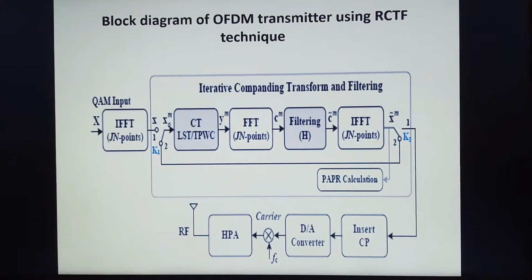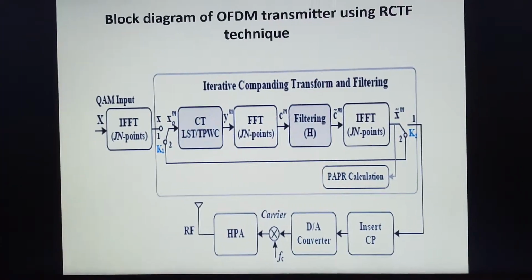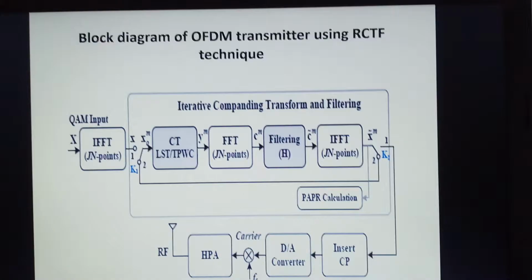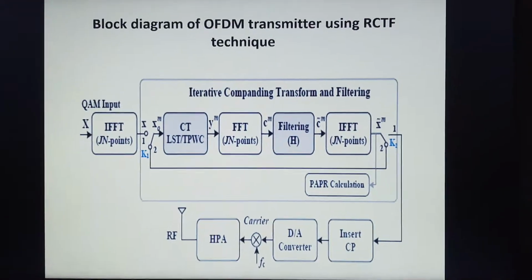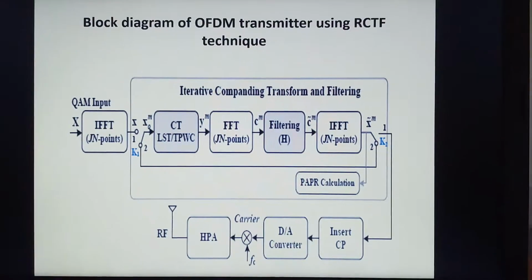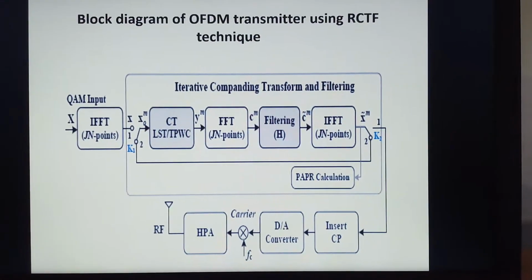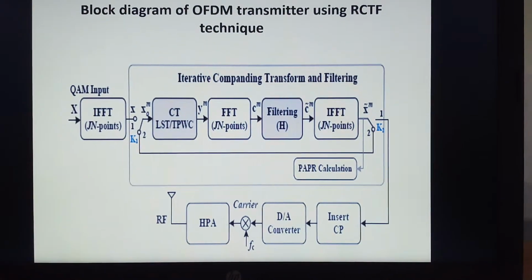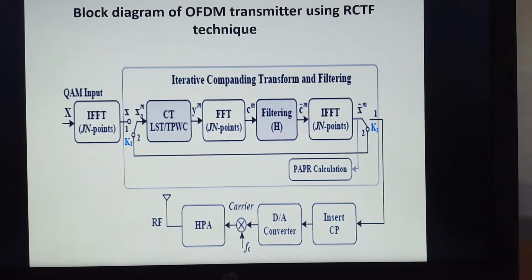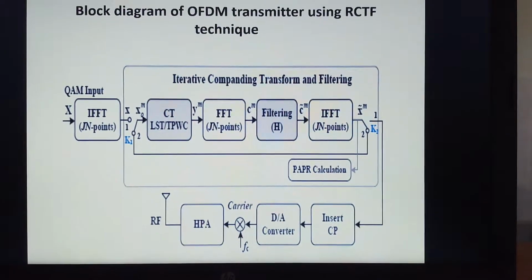This is the RCTF block diagram. In this, first we are converting the signals by using IFFT. Here we are using the transform technique for checking whether the matrix is symmetrical or not. If the matrix is symmetrical, we are transferring the data directly to the receiver. If the matrix is unsymmetrical, we are again filtering the signals, removing the noise and cancelling the PAPR, and transferring the signals from transmitter to receiver.